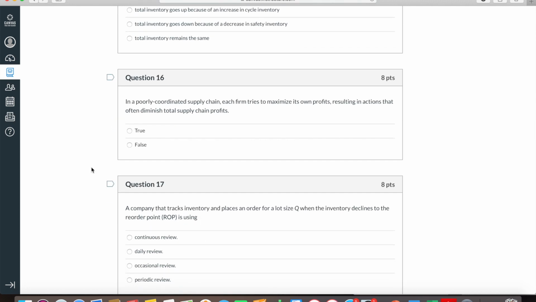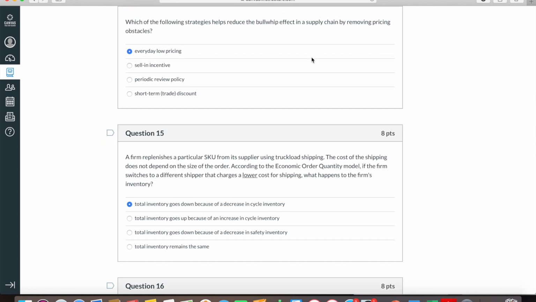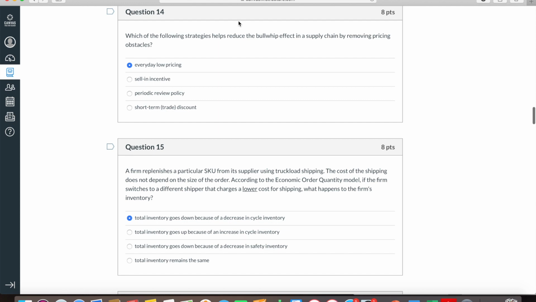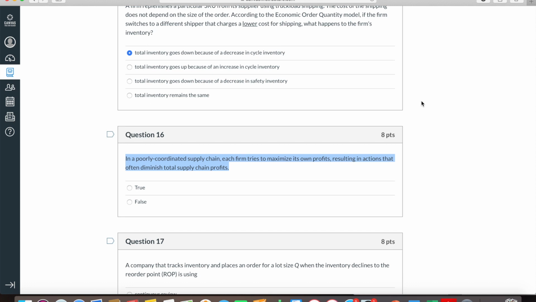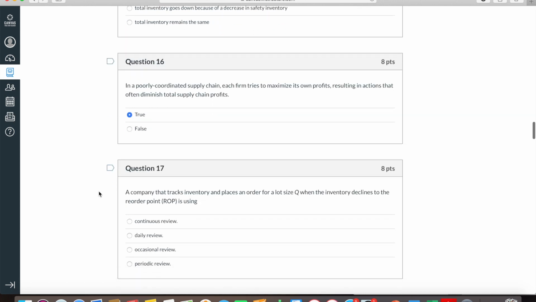Question 16. In a poorly coordinated supply chain, each firm tries to maximize its own profits, resulting in actions that often diminish total supply chain profit. So it's just like before where I talked about the incentive and the local optimization, that within each section they're trying to change the demand, and therefore we don't ever really know what the demand is. So yes, this is true. This is an example of the bullwhip effect as well as local optimization.